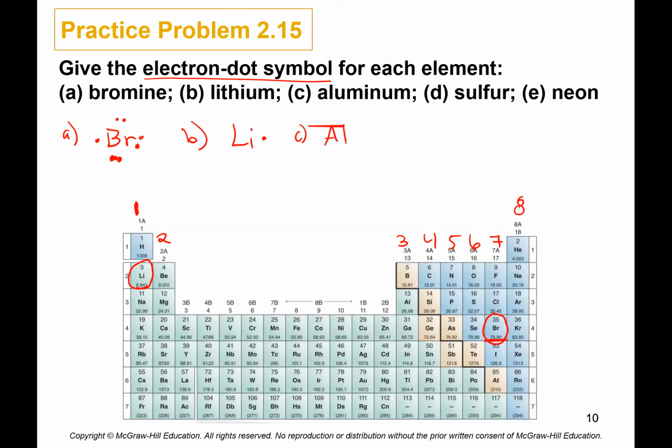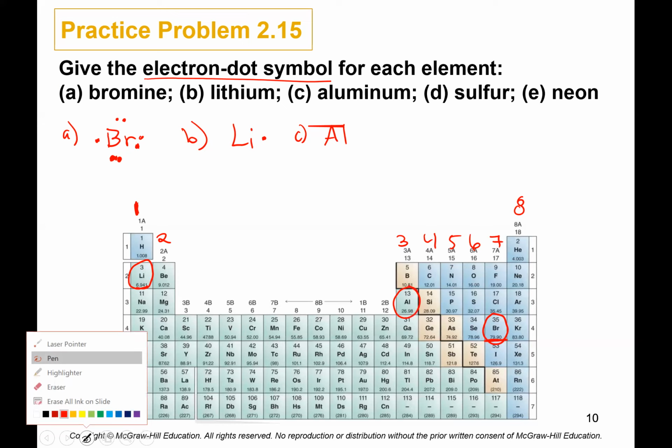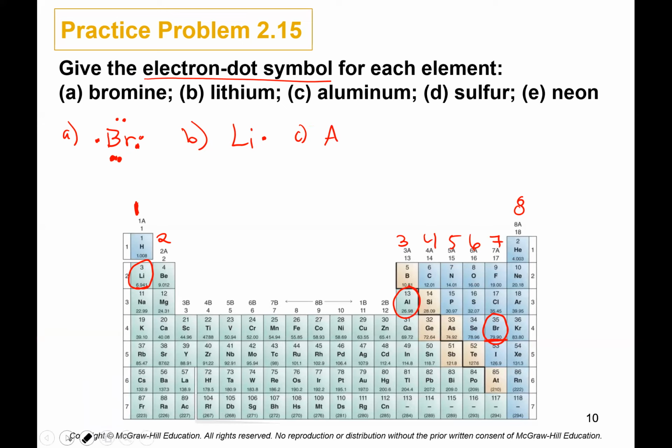Let's look at aluminum. Aluminum is located here. This one is going to have 3 valence electrons because it's in the third column of the main group elements. So Al will have 1, 2, and 3. Let's find sulfur. Sulfur is this one here. I write S, and then I identify that it has 6 valence electrons, so it will get 6 dots. Lastly, we have neon. Neon is here. It is a noble gas, and it has 8 valence electrons. All noble gases, because they're all in the last column, will have 8 valence electrons.